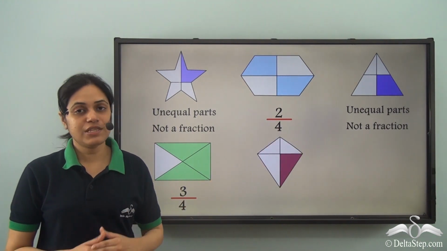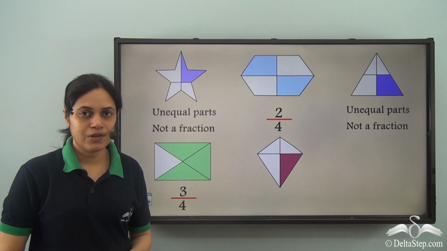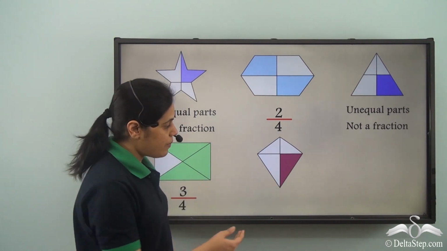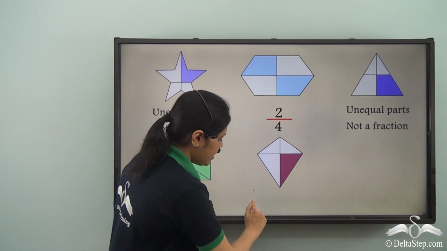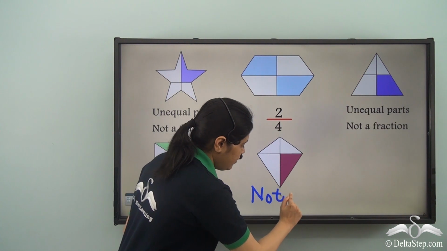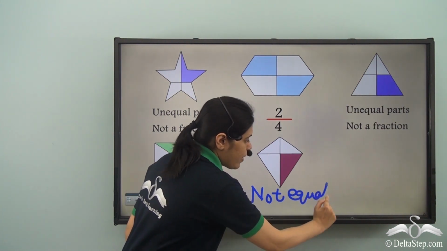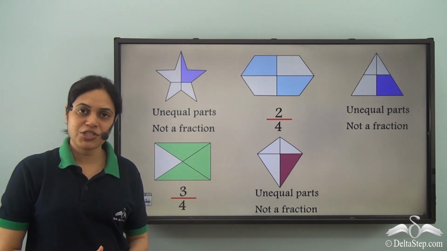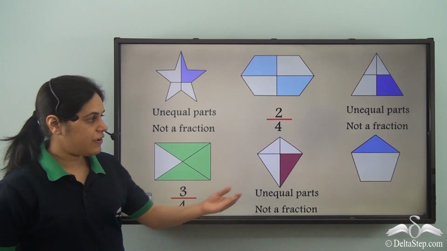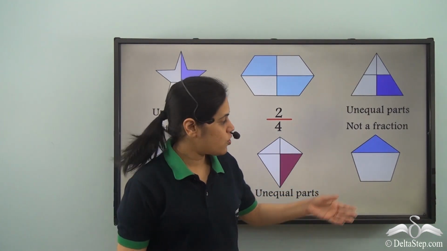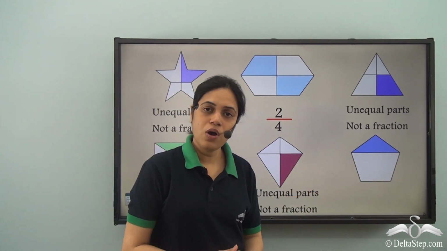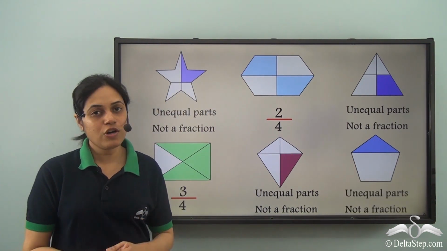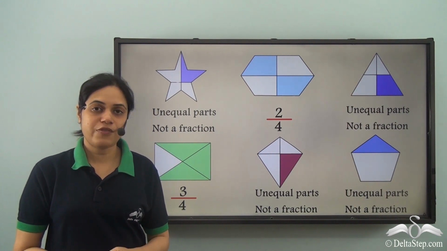Now can you represent this one using a fraction? So how many parts are here? There are 4 parts. But as you can clearly see, they are not equal. So I cannot represent it using a fraction. And if I look at this one, are they equal parts? No. Once again, we do not have equal parts. So I cannot represent it using a fraction.